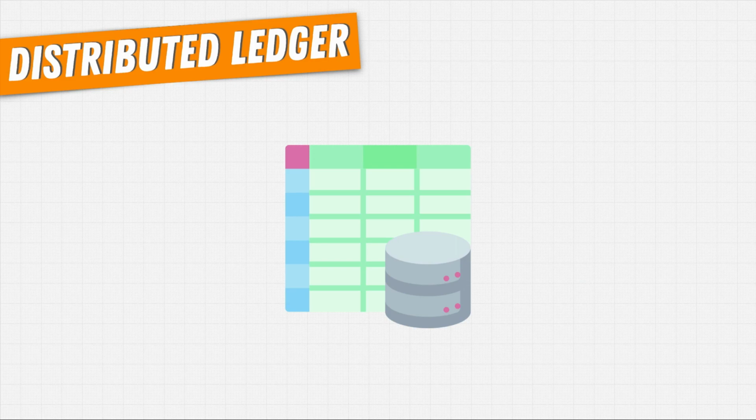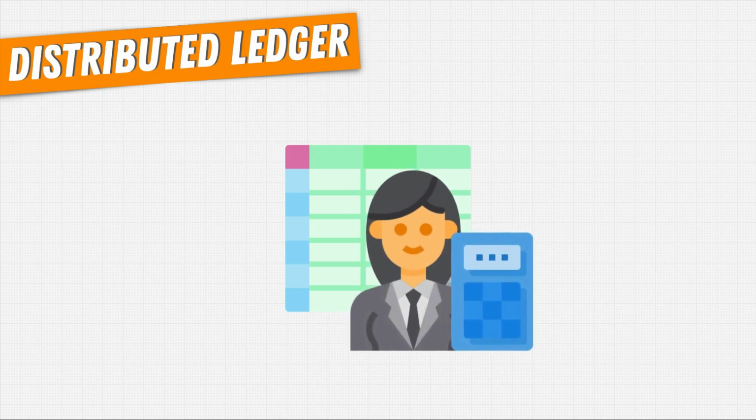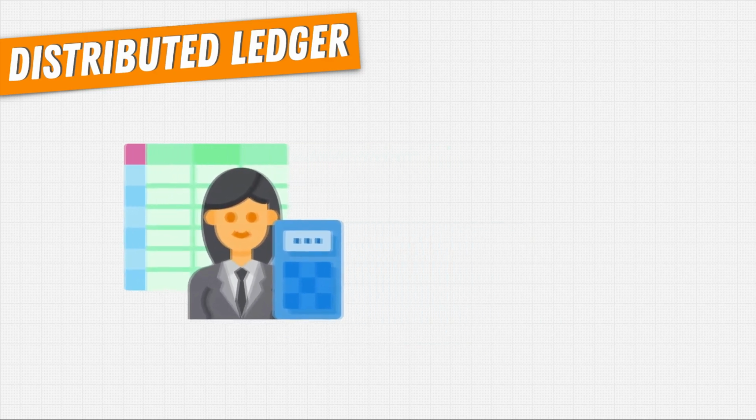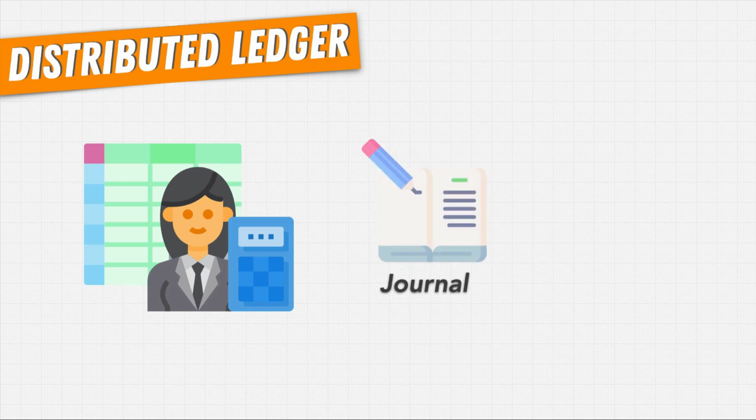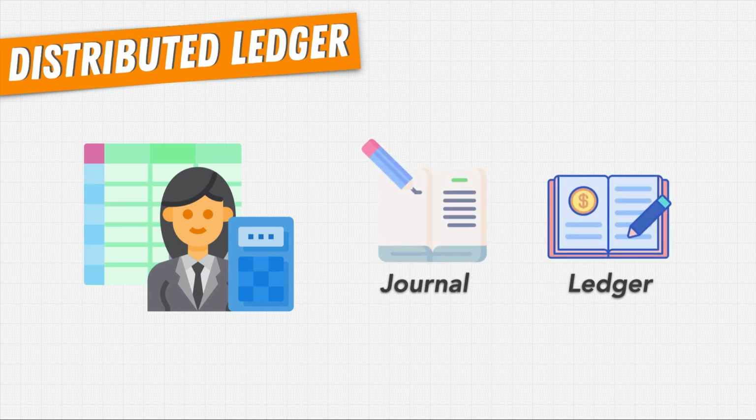Now, when you think of a store, a business, or even a large government, who is really good at keeping track of transactions? It's the accountants, the bookkeepers. Blockchain takes advantage of two key ideas from this world of accounting: a journal and a ledger. A journal is a detailed account of all the financial transactions of a business.